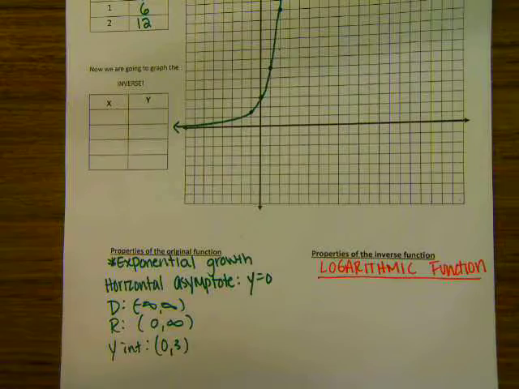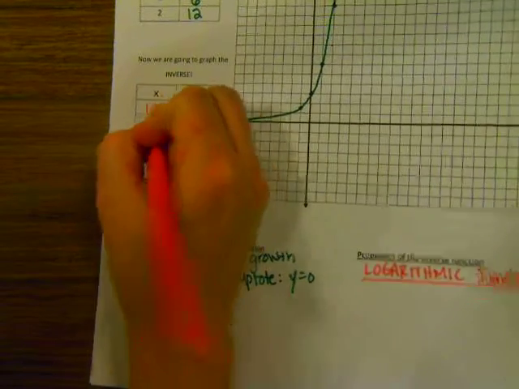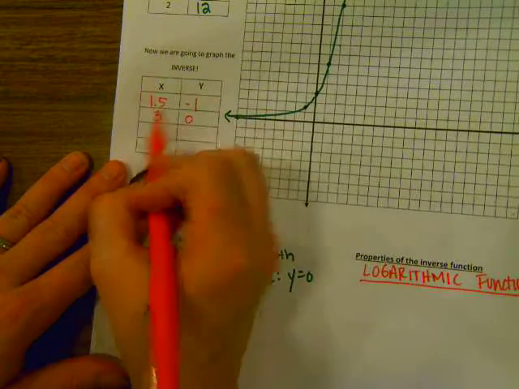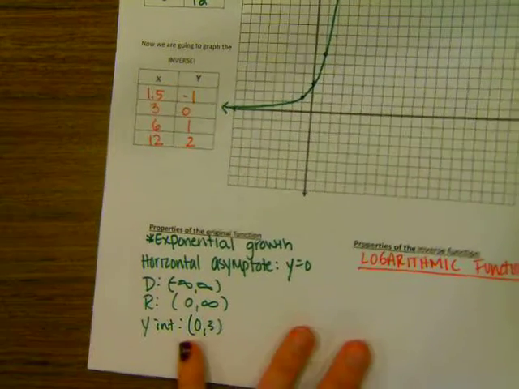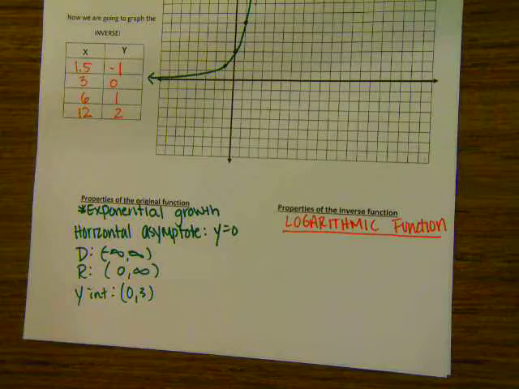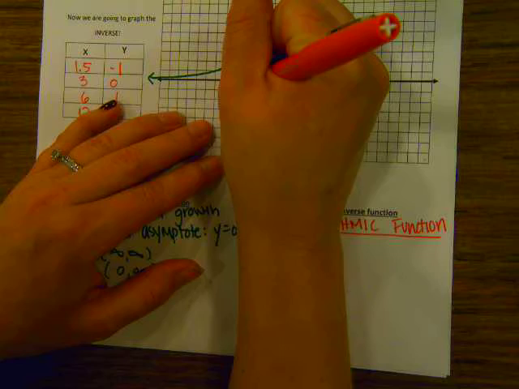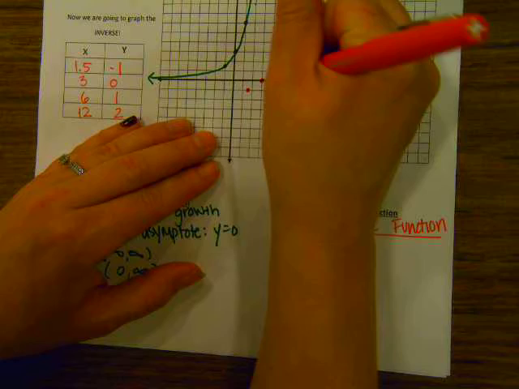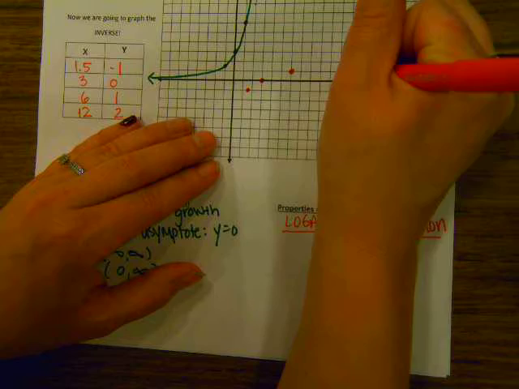Let's do the graph of the inverse. Basically, we're going to take these points up here for the exponential, and we're going to flip them. So the first point here is going to be 1.5, -1. And then the second point is going to be 3, 0. So we're just flipping the original ones to make it the inverse. Then for graphing, let's go ahead and plot these points. So 1.5 is about here and -1; 3, 0; 6, 1; and 12, 2.